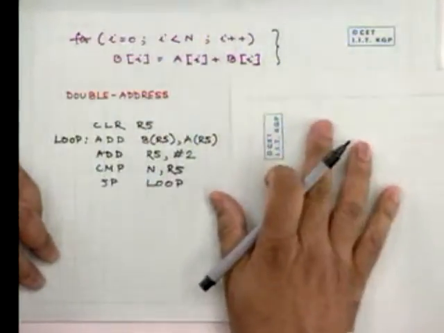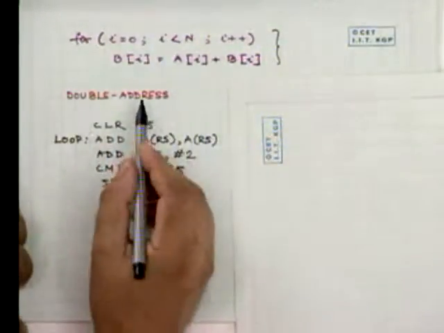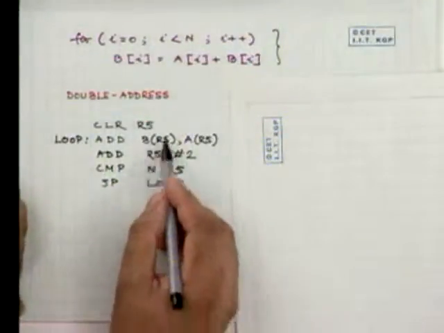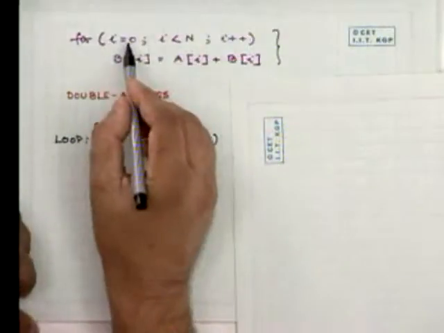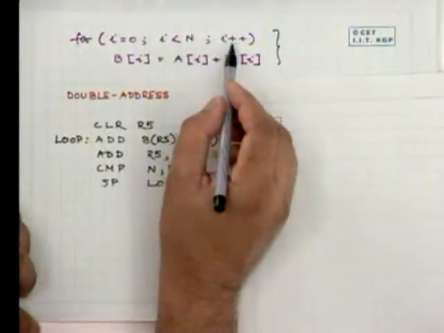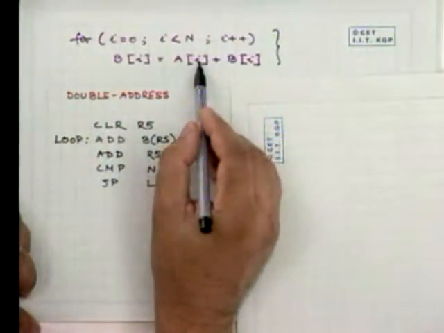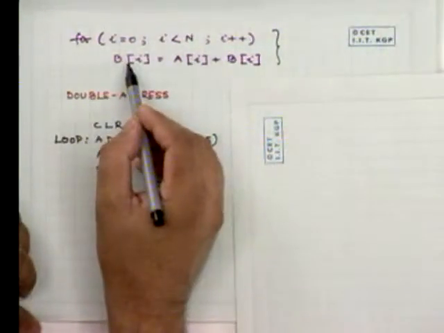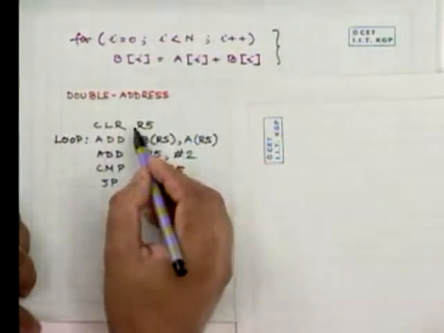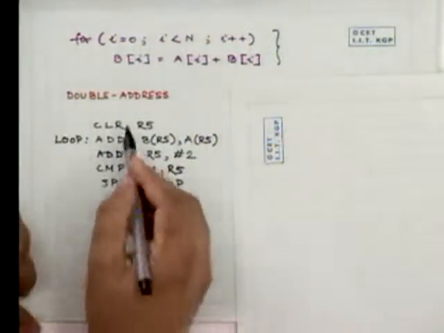A double address assembly language code may look somewhat like this. It says that for I equal to 0, I less than n, I plus plus, that means increment I, take the content of AI, take the content of BI, add them and store as the content of BI. The assembly language form will be somewhat like this.